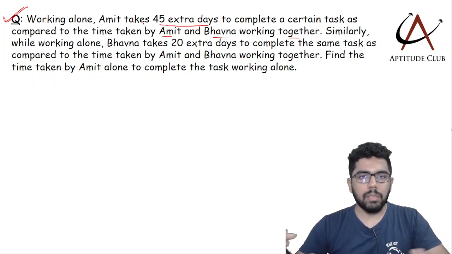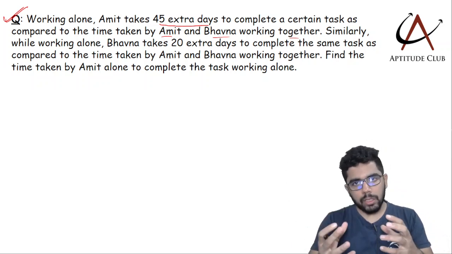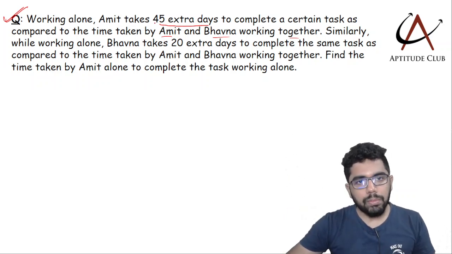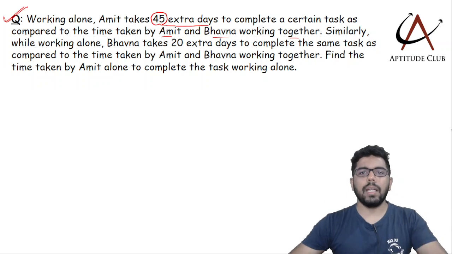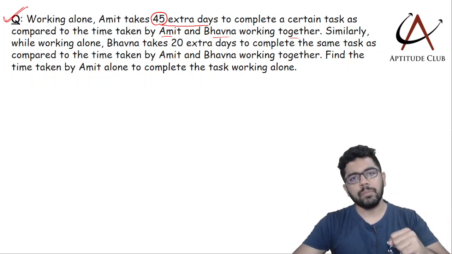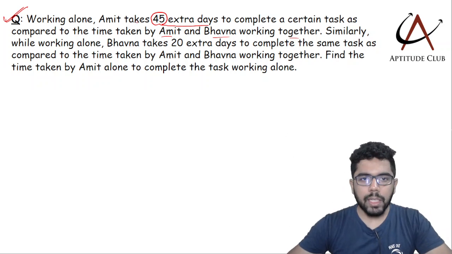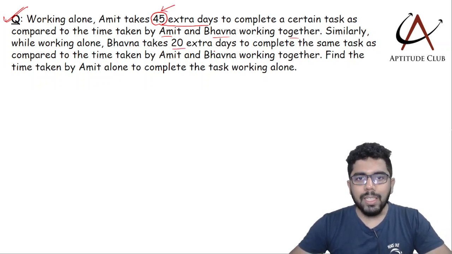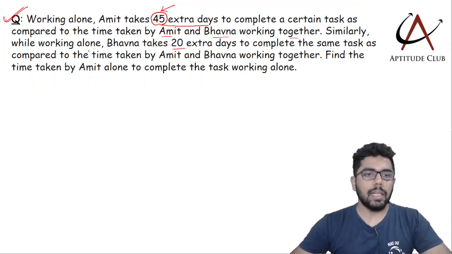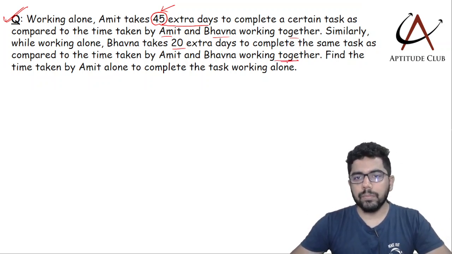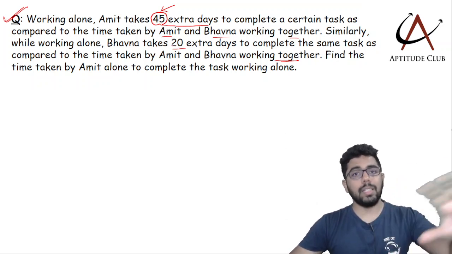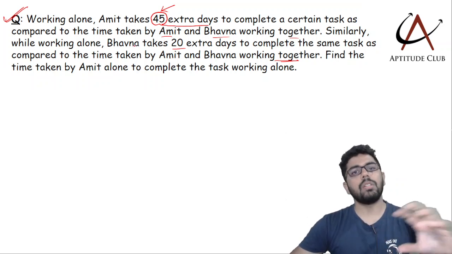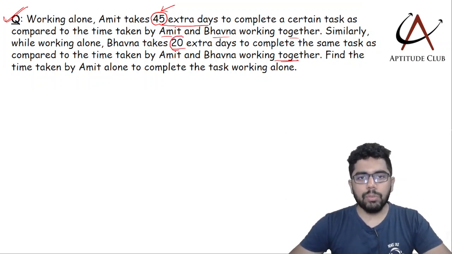So there are two people, Amit and Bhavna, and if Amit is working alone, he would take 45 extra days. Of course, two people working and the same task to be done by one person, that person will take some extra time. So Amit takes 45 extra days, whereas working alone, Bhavna takes 20 extra days to complete the same task as compared to Amit and Bhavna working together. If Amit works alone, he takes 45 extra days, and if Bhavna works alone, she takes 20 extra days.